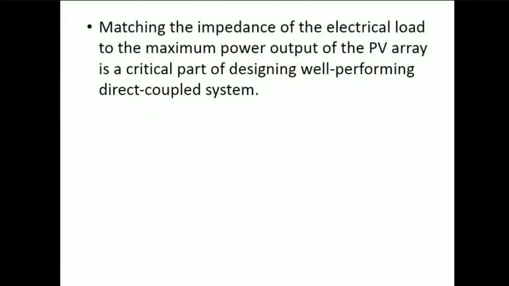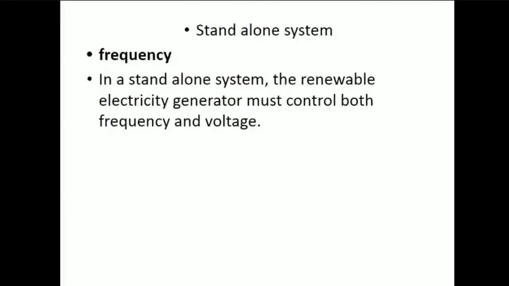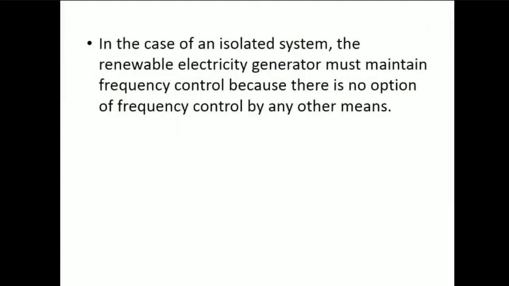Matching the impedance of the electrical load to the maximum power output of the PV array is a critical part of designing well-performing direct coupled systems. Then frequency. In a standalone system, the renewable electricity generator must control both frequency and voltage. In the case of an isolated system, the renewable electricity generator must maintain frequency control because there is no option of frequency control by any other. So in order to improve the performance of PV systems, we can use modern devices like STATCOM, SVC, static var compensator, etc.